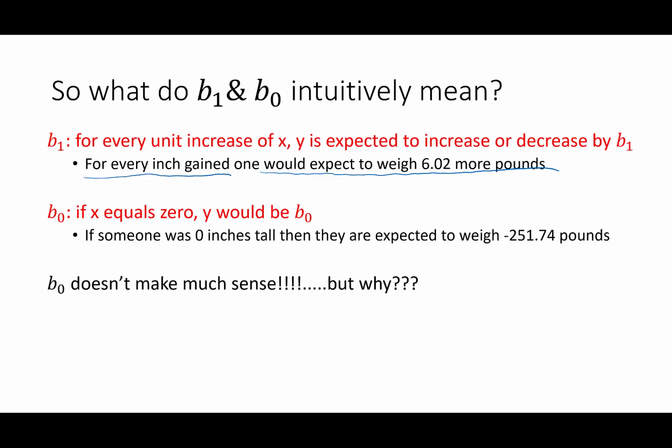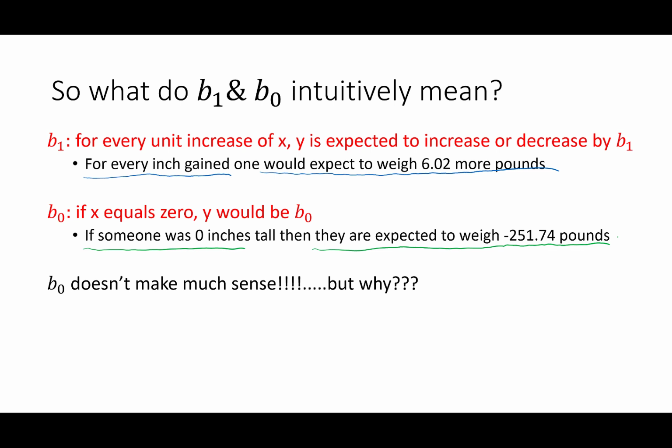What this says is, when x is 0, what would y be? So if somebody was 0 inches tall, they are predicted to weigh negative 251.74 pounds. That doesn't seem right. If somebody is 0 inches tall, they weigh nothing. They should weigh 0 pounds, unless we're dealing with black holes and dark matter and all that jazz. But typically, if somebody's 0 inches tall, they would weigh 0 pounds.